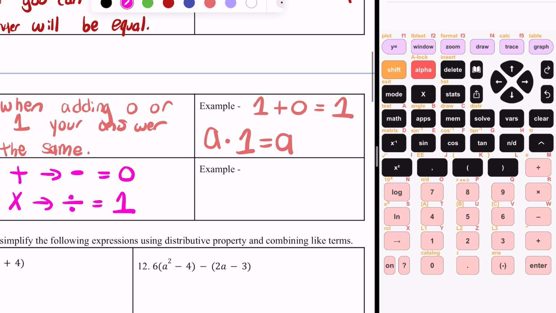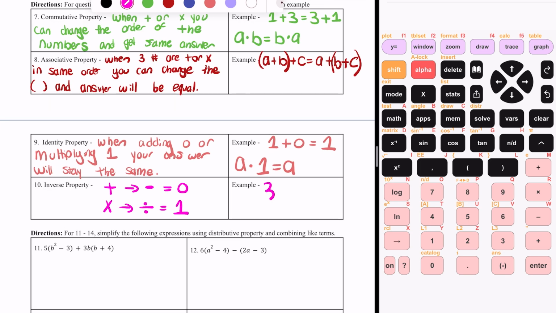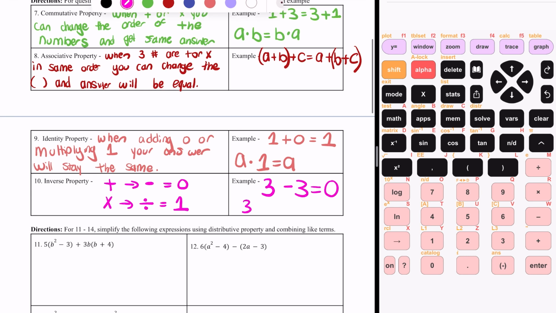So for example, if I was doing 3 and then I put a negative 3, guess what? They're inverses. 3 and -3 are inverses. Or if you were doing something like 3, in order to get the inverse of that, you would have to multiply by the fraction of 3, which is 1 over 3, and that gets you 1. Those are the different properties of numbers that we have learned about.